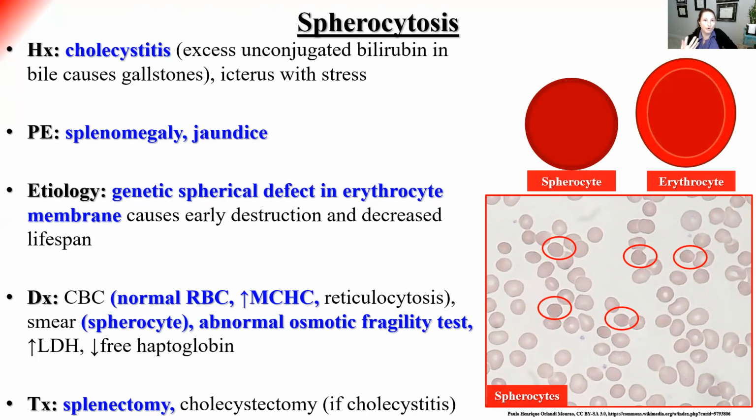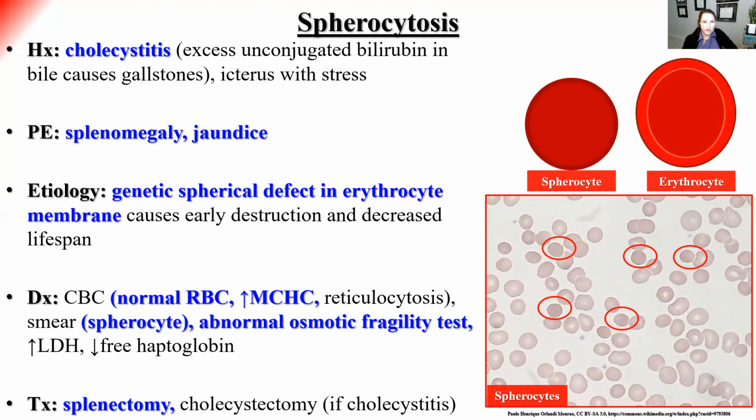And so they'll be much more fragile and susceptible to either getting big or getting small. LDH is going to be increased because this is a hemolytic anemia, and then they're going to have a decrease in free haptoglobin because it's a hemolytic anemia. Remember, not just memorizing the test, but understand what they do.